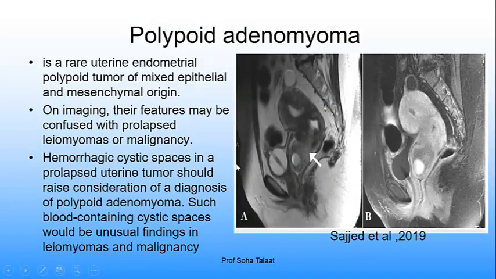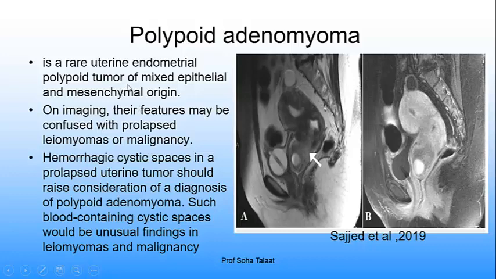And there is a more rare lesion. So the main differential diagnosis will be the polyp and the fibroid, and then excluding malignancy, mainly in the postmenopausal age group. What is this lesion? This is polypoid adenomyoma. What is polypoid adenomyoma?